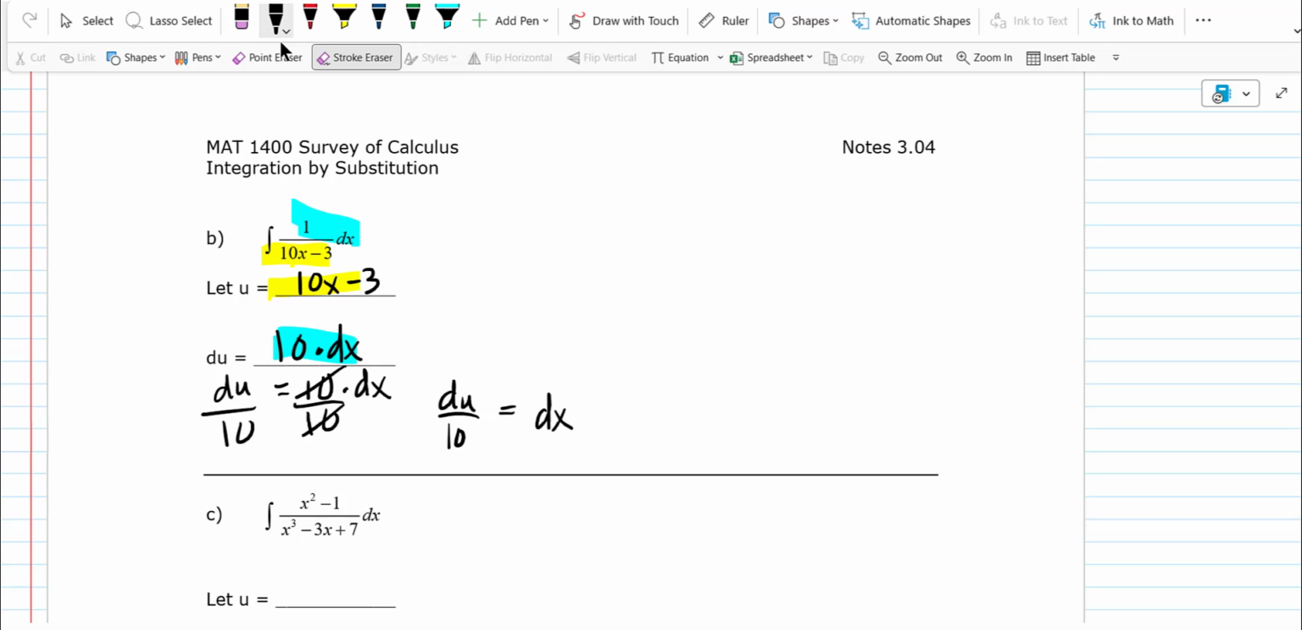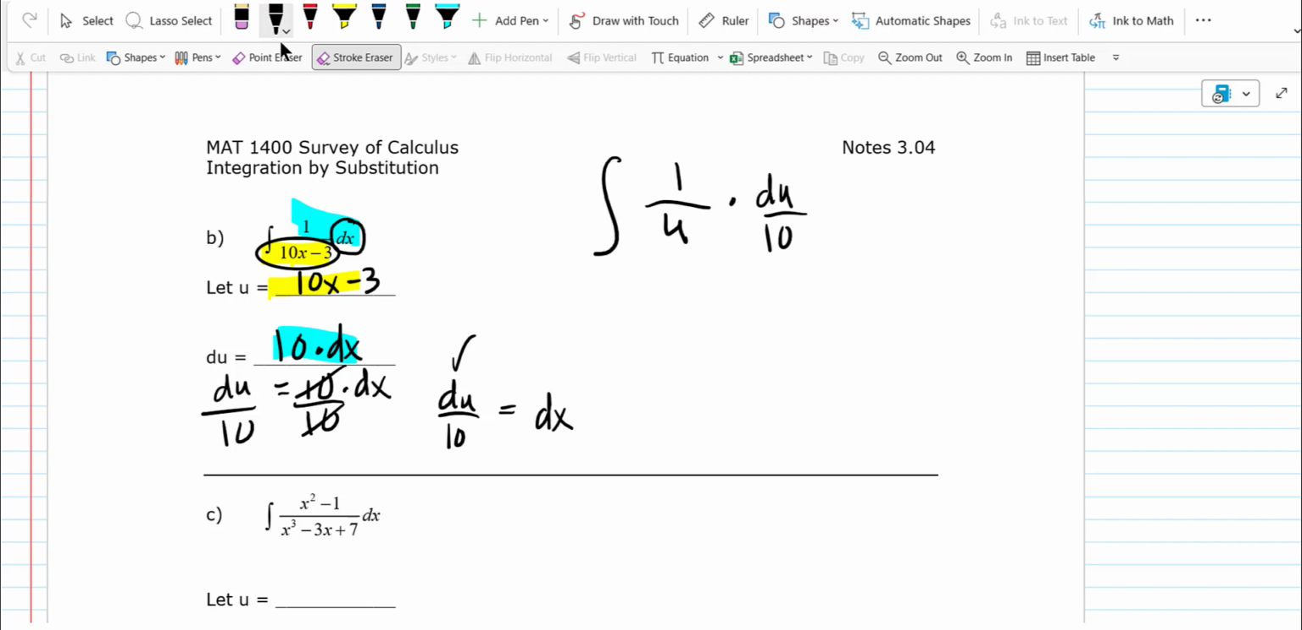I think what students struggle with a lot of times is getting everything substituted in. So what do I replace 10x minus 3 with? u. What do I replace dx with? du over 10. And that leaves us with a 1, but that's okay. All right, we can do this integral. This is an easy integral.